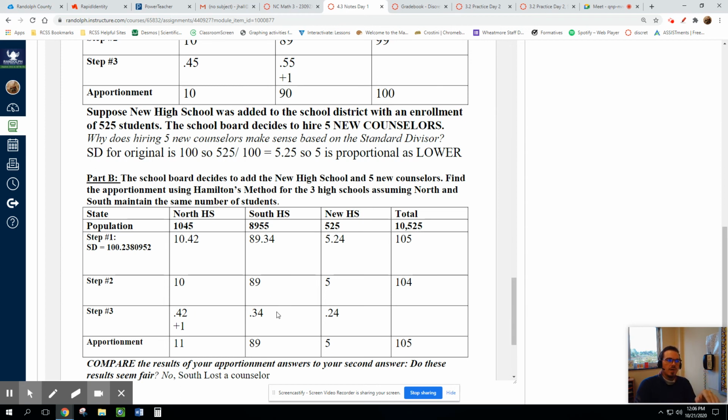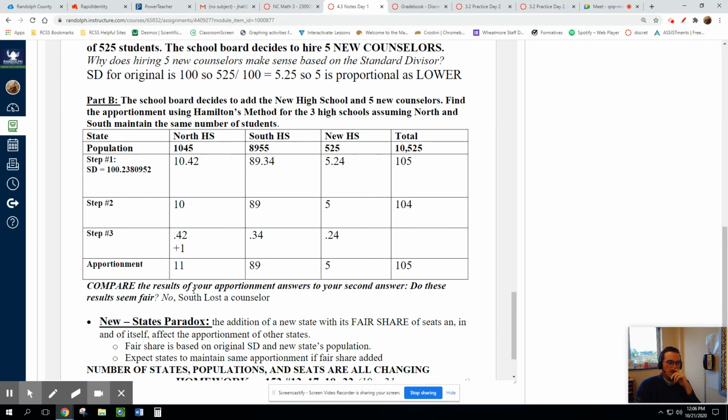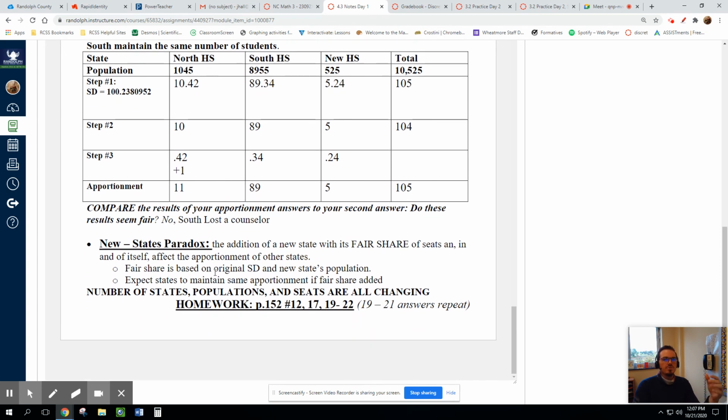That's a problem. How? Neither one of those populations changed. All we did was add a new high school, and now you've taken a counselor and moved it over to North, which doesn't have any new students in it. That doesn't make sense. Does that seem fair? No. South lost a counselor to North. It would have been better if South lost a counselor to the new high school, but it lost it to North, and neither one of those populations changed. So that's an issue. This is called the new states paradox.